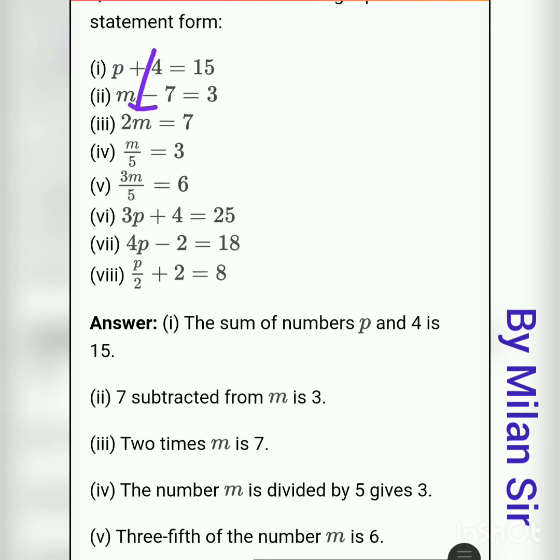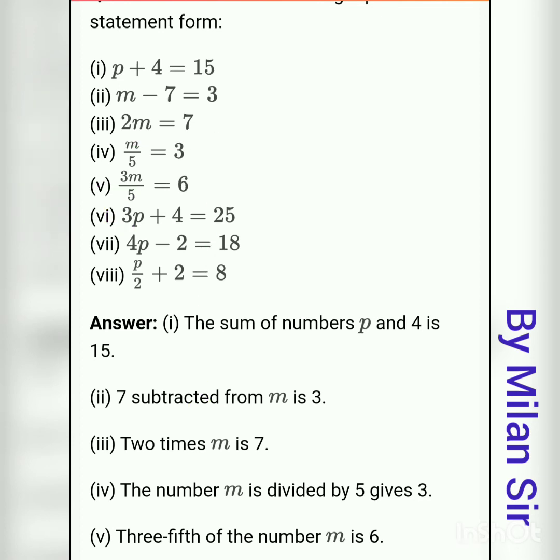Now here multiplication is there, so we can use the word times. Okay, 2 times m is 7. To multiply m, that means times, so 2 times m is 7.